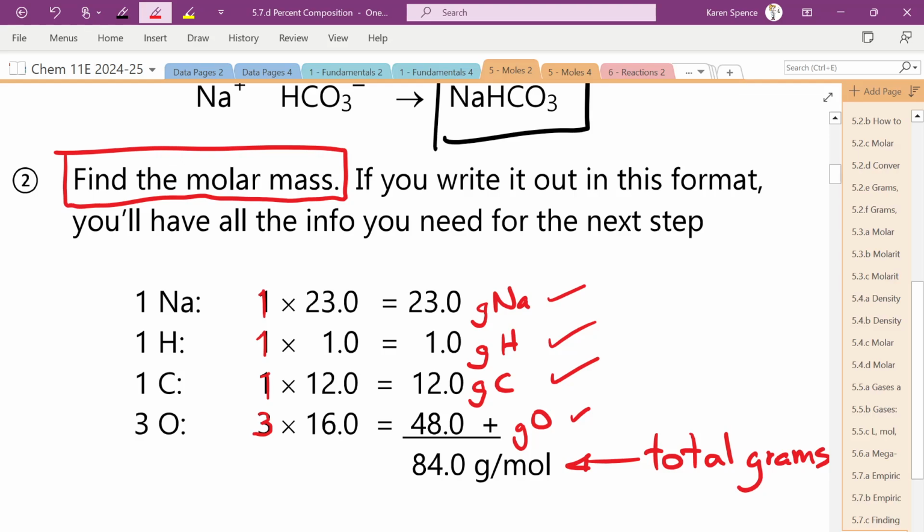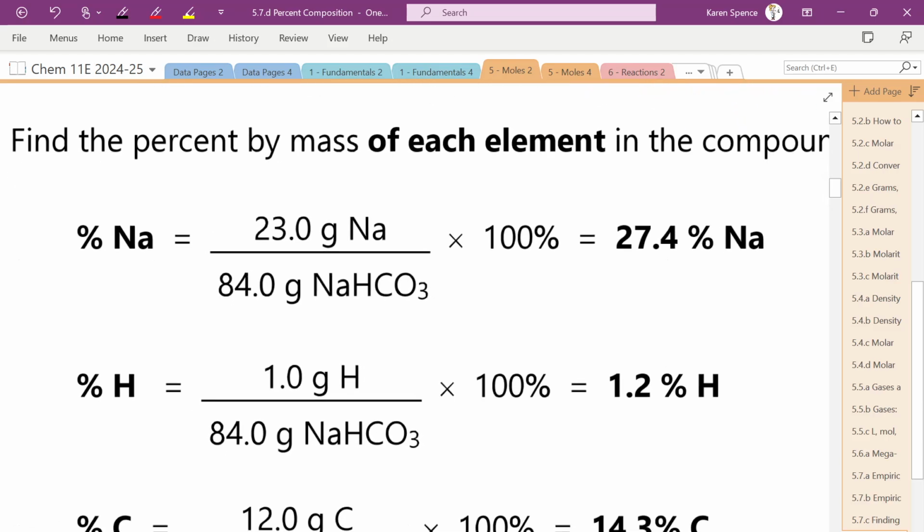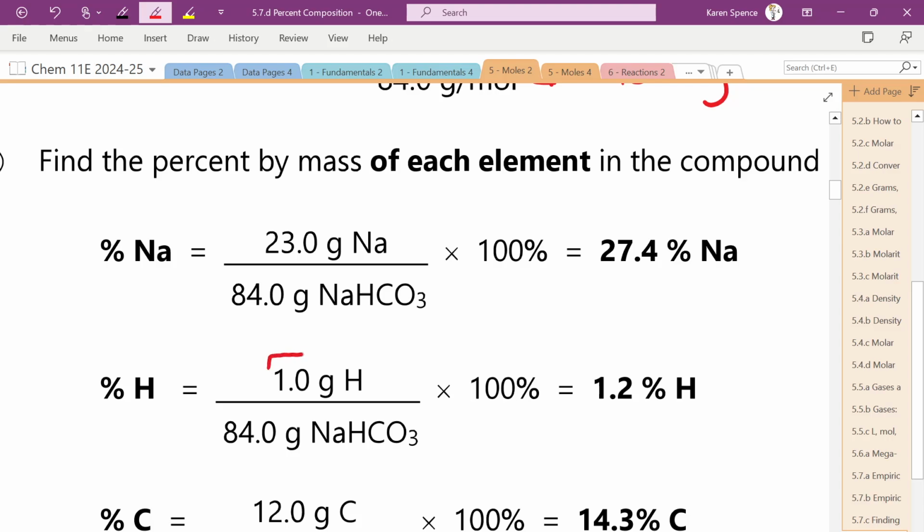Could you use that to find the percentage of that mass which is sodium? Yes? Is this like the easiest thing in the world? Are we liking percent composition? Yeah, okay. That's all you do: you just take 23 and divide by 84, then take 1 and divide by 84. The only thing to watch out for here is that if we're using our periodic table, hydrogen is just 1.0, which gives us 2 sig figs. So our percent here should have 2 sig figs, whereas the other ones will have 3 sig figs.